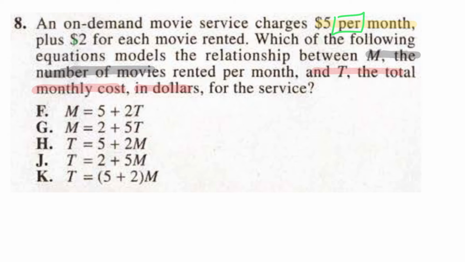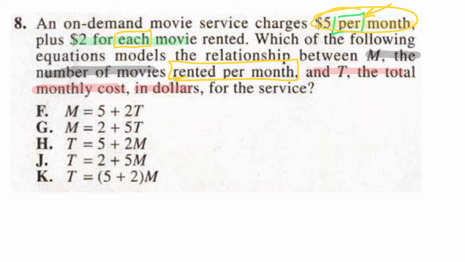Plus $2 for each movie. And then there's that other word, per and each. Per, each, and every usually mean multiplication. The reason why we do not have a multiplication here is because it later says we're writing an equation for the month. So the month is not unknown here. Really, it's an understood one. So M stands for movies, not for months.